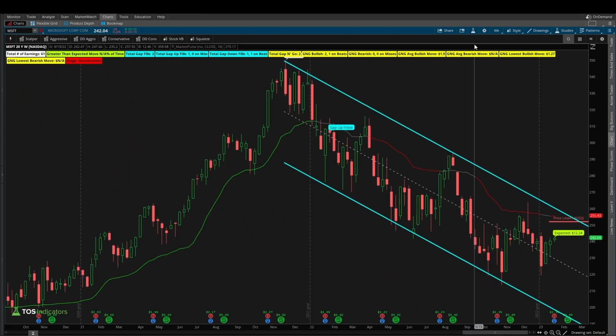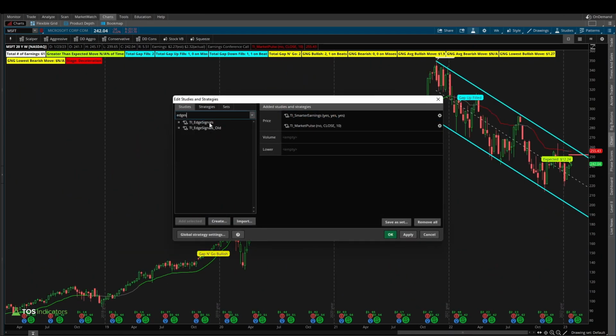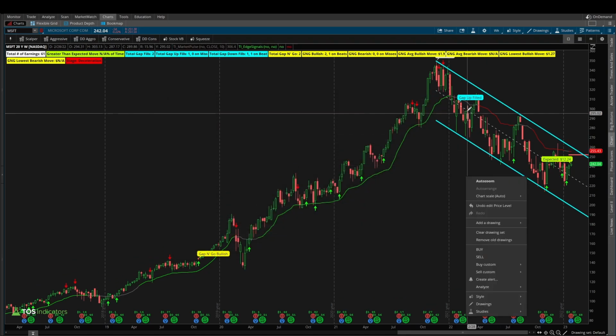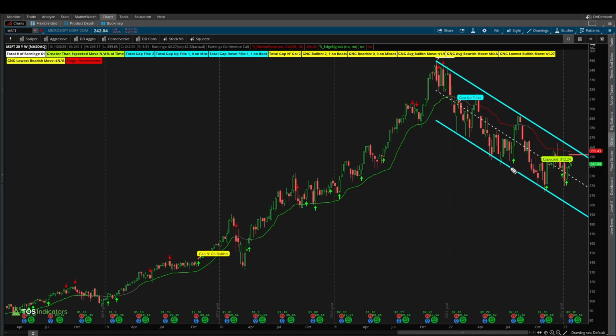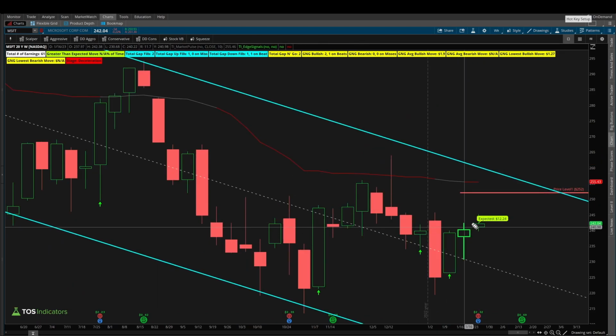Another reason why I think that's likely, if we load in the edge signals indicator here, this is our overbought, oversold confirmation, we can see in this bear trend here, every single time that we've had a bullish signal, we've gone and we've tagged the market pulse line. That's occurrence 1. Here again, we tagged the market pulse line. Now we're getting 2 more edge signals one more time. If I zoom in, we have yet to tag the market pulse line. Earnings could be that catalyst which takes us there.